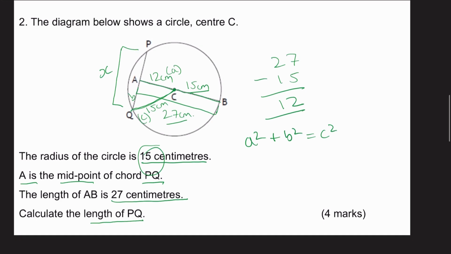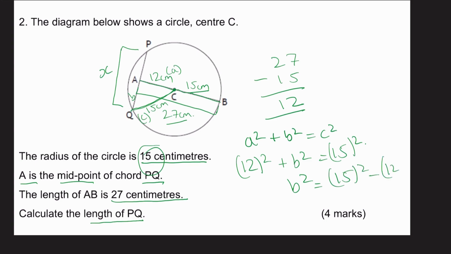So now I'm just going to plug the numbers in. Instead of writing a, I'm going to write 12 squared plus b squared equals 15 squared. I'm just going to rearrange everything to make it a lot nicer. That b squared has to equal 81, and we want to work out what b is, not what b squared is, so we have to square root 81, which means b has to equal 9.